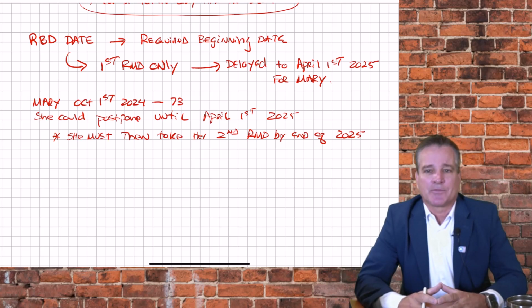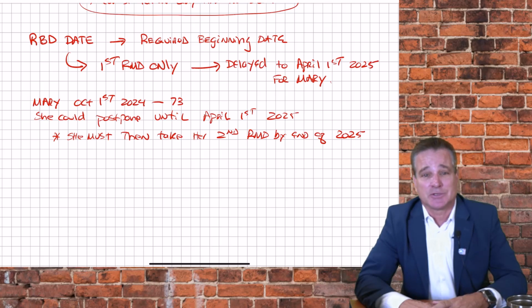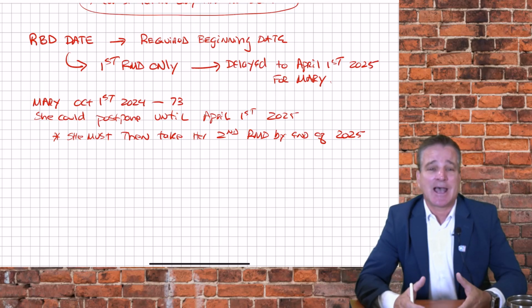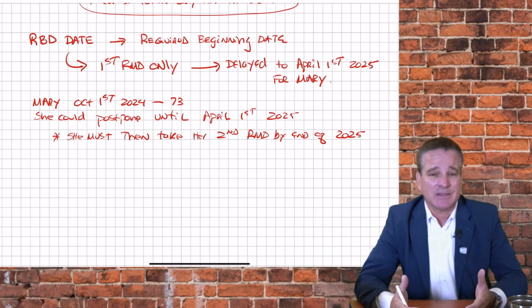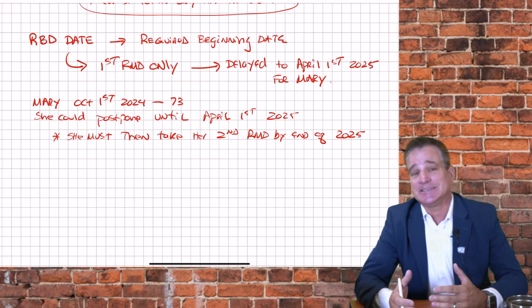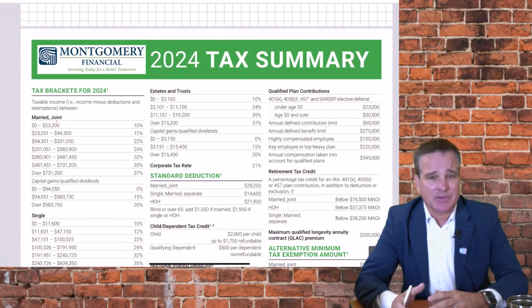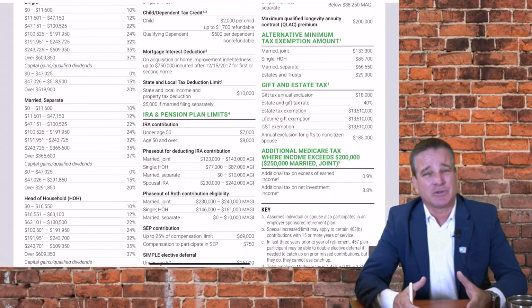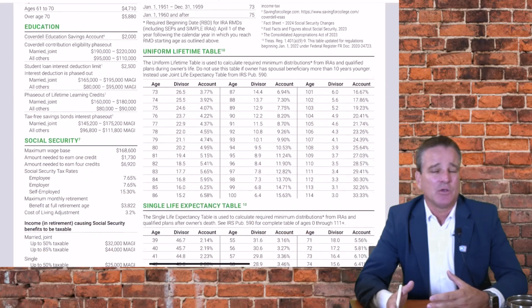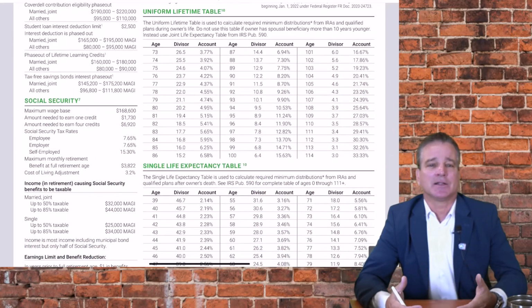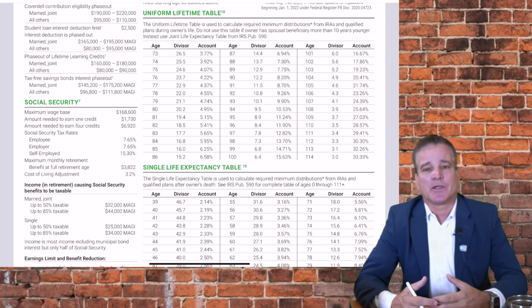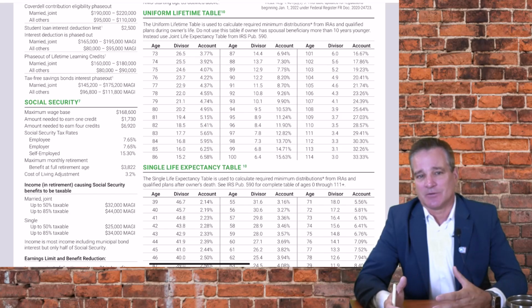Okay, so now the third and final basic concept of required minimum distributions. How do we calculate the amount that is required to be taken? So now that the RBD has been determined and we know the deadline by which the RMD must be taken, we must now calculate how much must be taken. Well, there are really 3 steps involved in this.